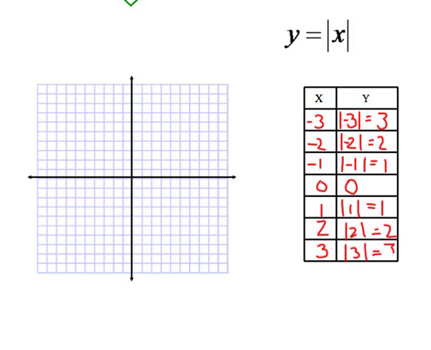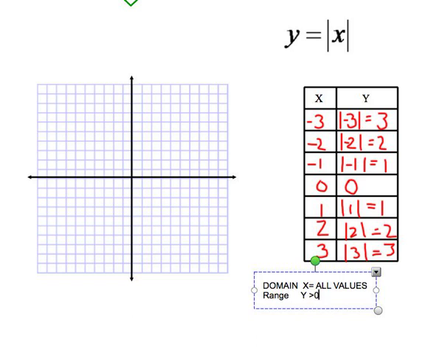Now I'm noticing something. For the domain of my graph, I notice that x can be any number. X equals all values. It could be negative values, it could be positive values. The range, however, those are the y values. I notice that the range are all greater than 0 or equal to 0. It could be 0 as well. So the domain are all values between negative infinity and positive infinity, and the range are all non-negative values.